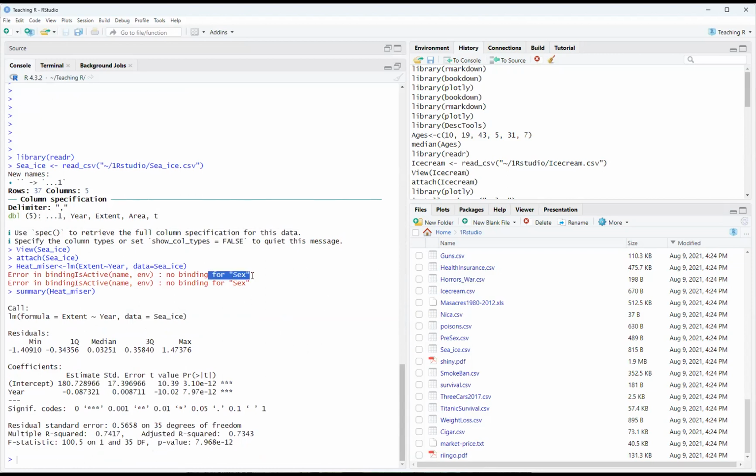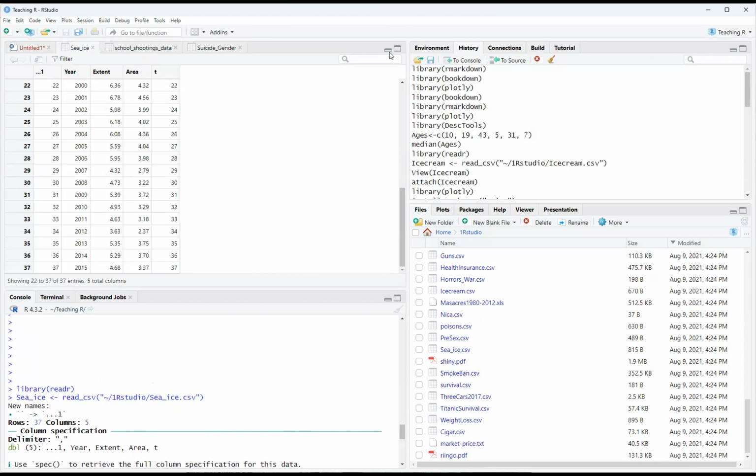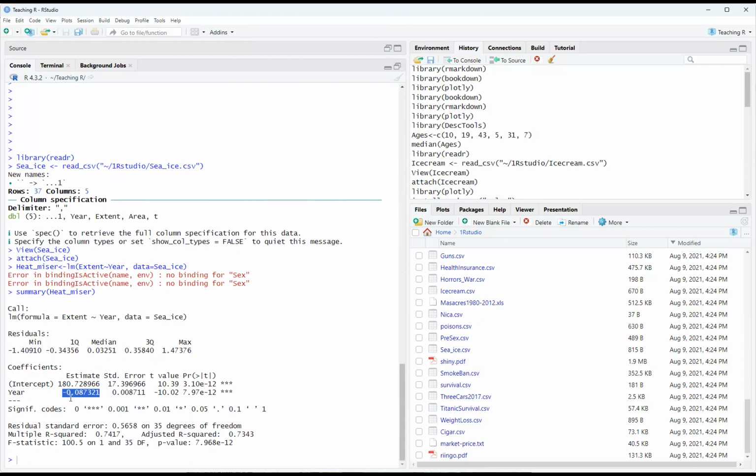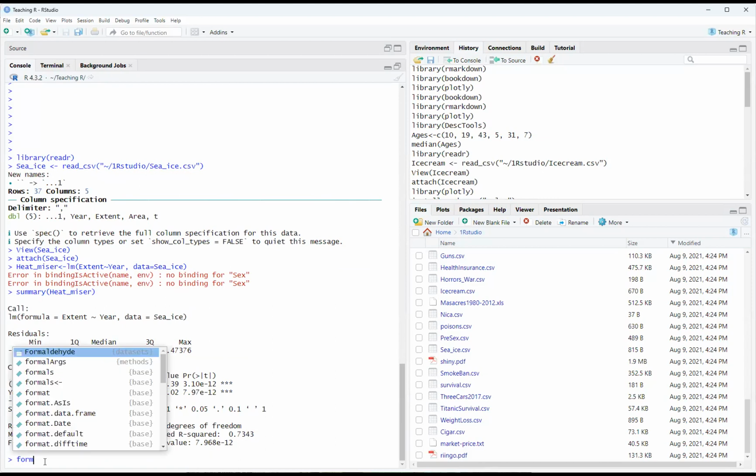What's going on there? All right. So it's basically saying for every year, sea ice is decreasing. Let's take a look at this data set. Yep, decreasing by 0.08. You have a very small standard error, which is good. And then you have a t-value, which is high, which means it's moving from 0. And you have a very low p-value, which measures, or is supposed to measure, our confidence level.